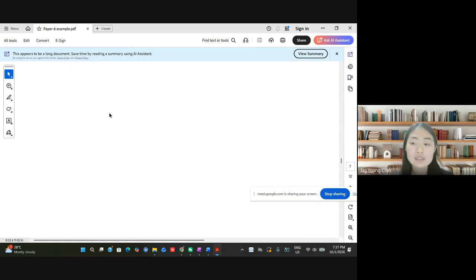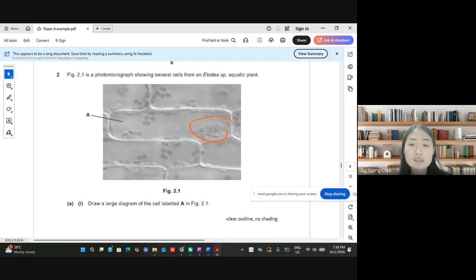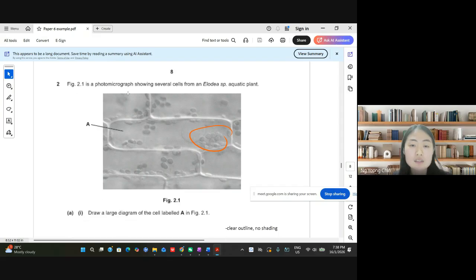And then another thing is this one. Usually they come out about 2 questions for the paper 6. And then they will come out a lot of pictures. Usually it's about a picture, and then they ask you the information from the picture. So this image shows several cells from the Elodea aquatic plants. Elodea refers to plants that just grow inside the water.